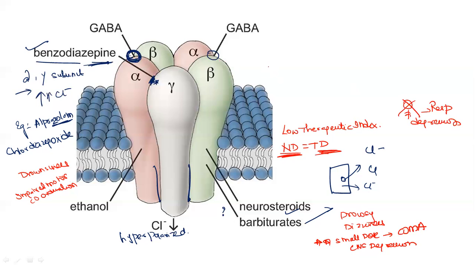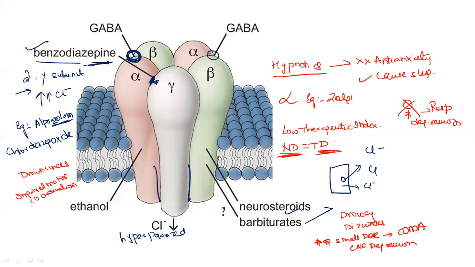Now we have hypnotics. Hypnotics do not cause an anti-anxiety effect. They only cause sleep. Okay. Now, they selectively bind to alpha receptors. All right. An example of this is zolpidem. Now, in barbiturates, the easy way to remember the drugs is they mostly all have barb, like pentobarbital, phenobarbital, secobarbital.